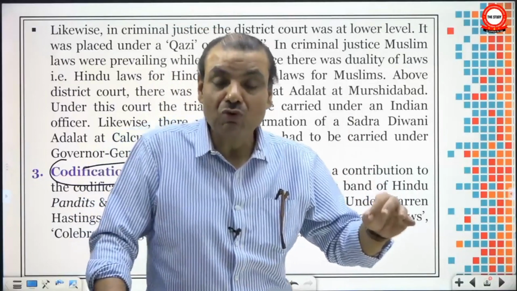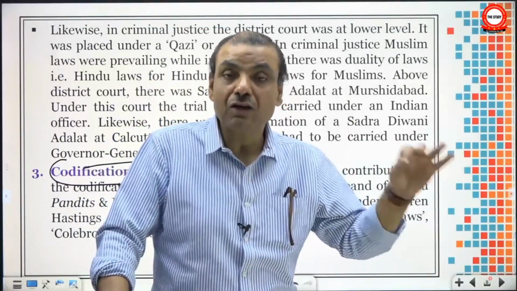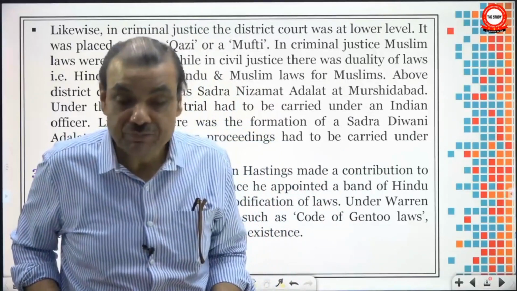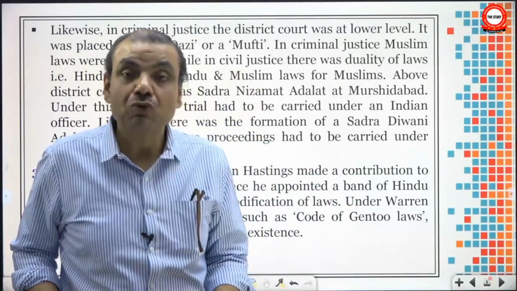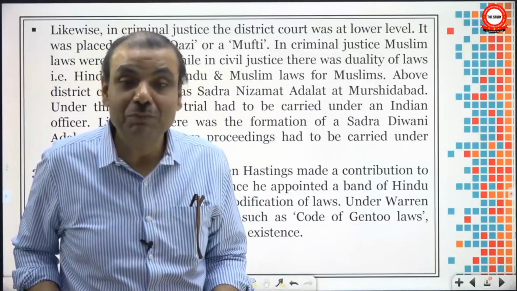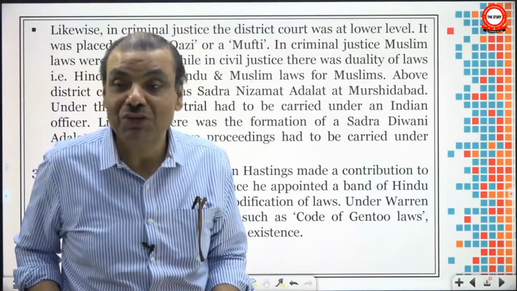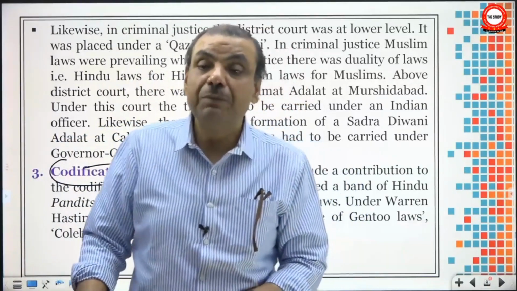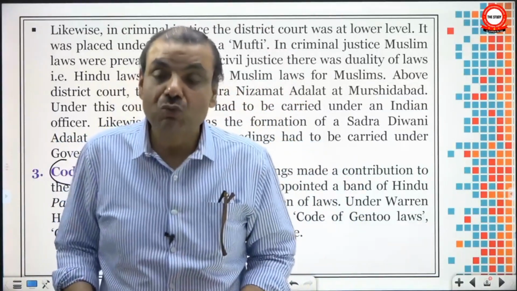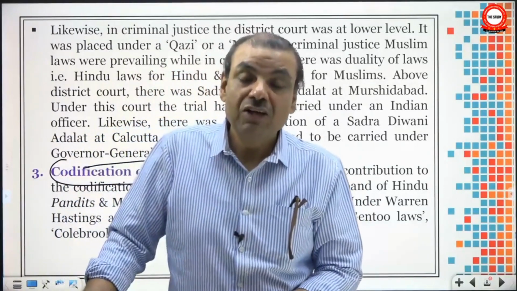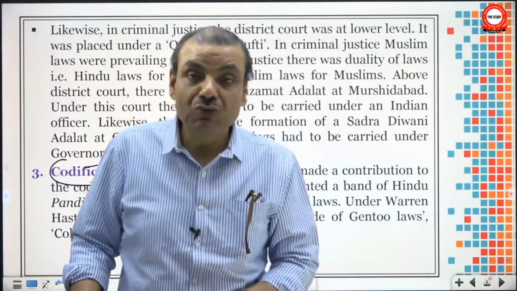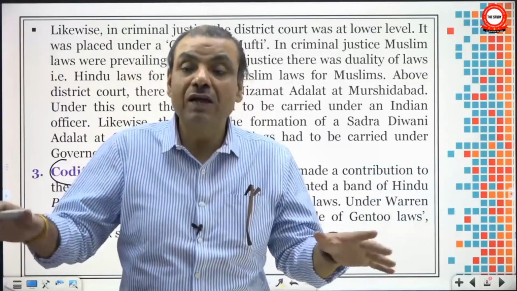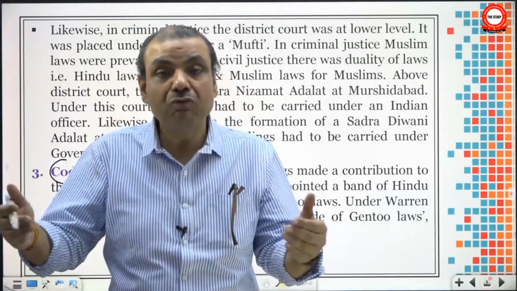So with the support of a group of ulemas and a group of pandits, the Muslim laws and Hindu laws were codified. You might have heard about a Code of Gentoo Laws. Gentoo, in place of Hindus, they were earlier using Gentoo. Colebrooke's Digest: Colebrooke was a scholar and he prepared his own digest, so that is known as Colebrooke's Digest. Such codes came into existence for the first time at the time of Warren Hastings.